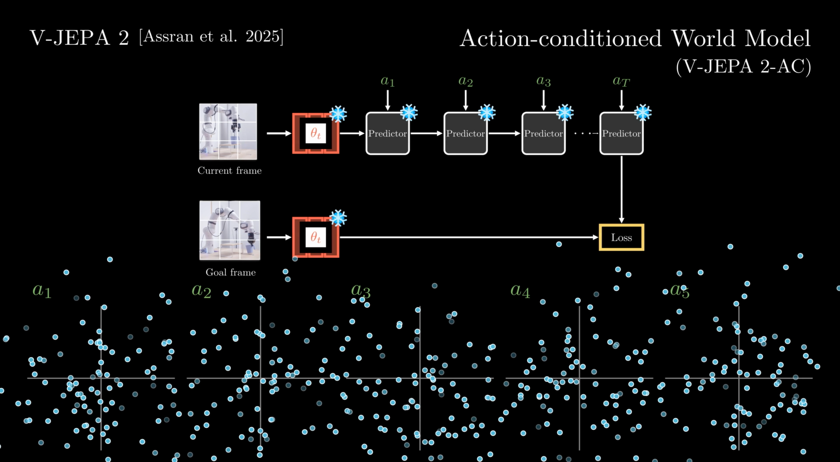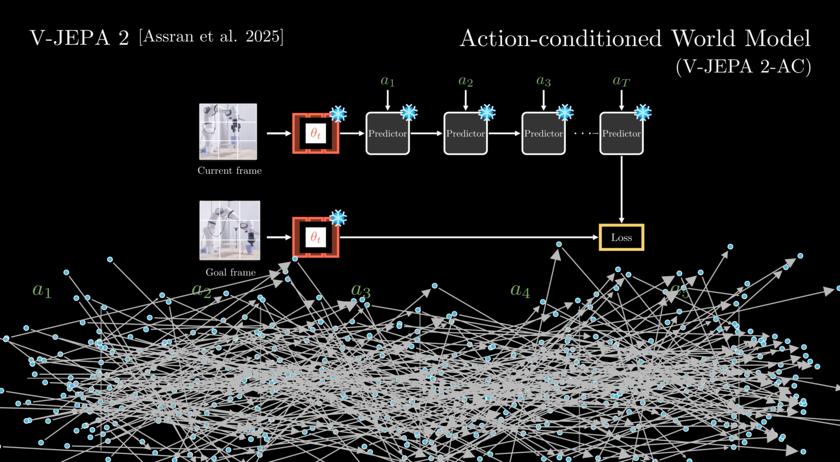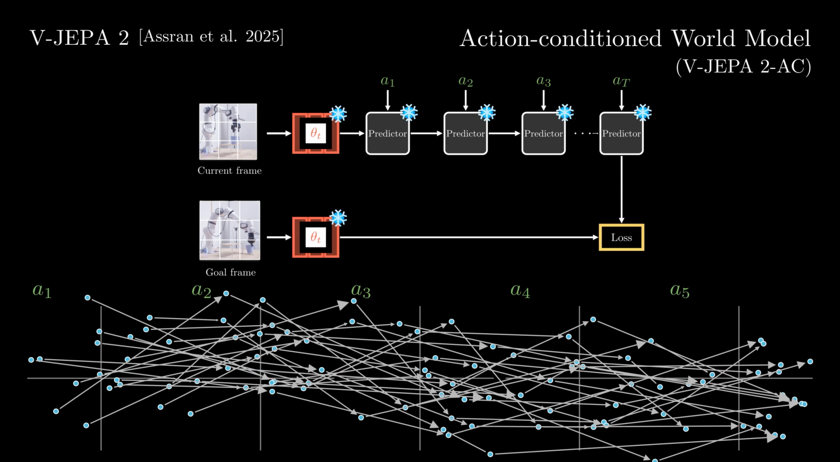We start by randomly sampling possible action sequences. Most of these random actions will not be very good. But for each candidate, we can roll the predictor forward and measure how close it gets to the goal. Then we keep only the best ones. The top-performing action sequences are known as the elite set.